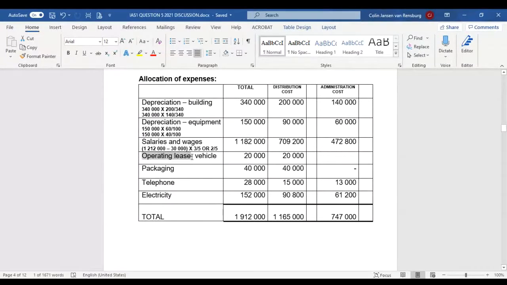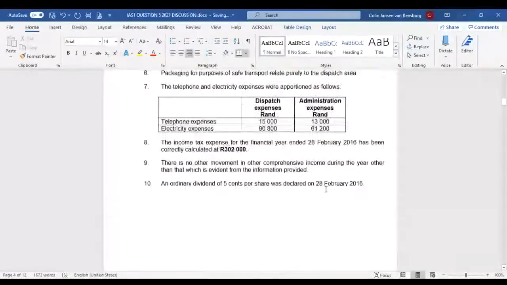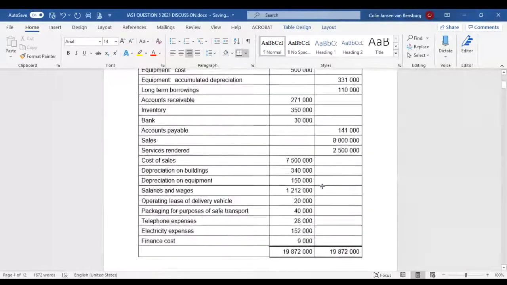So there we've got it. Our description of the expense by nature: it's an operating lease on vehicle. The total amount 20,000. We know that delivery vehicle is only used in the distribution function, so the whole 20,000 rands we are going to allocate to distribution cost, and none, let me type in a little dash, nothing, no amount will be allocated to administration cost. Okay, so there we had such an example. So now let's go to our next expense, ladies and gentlemen.